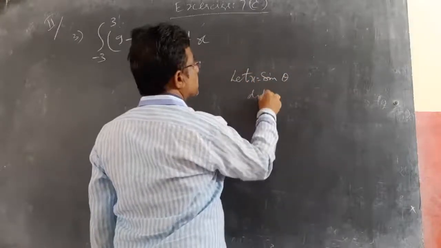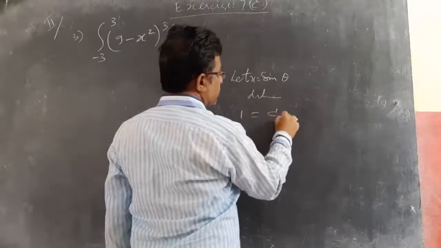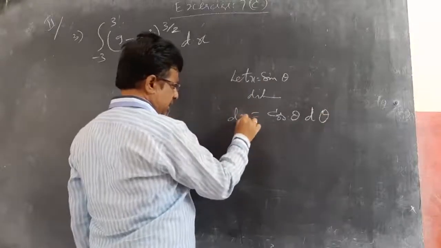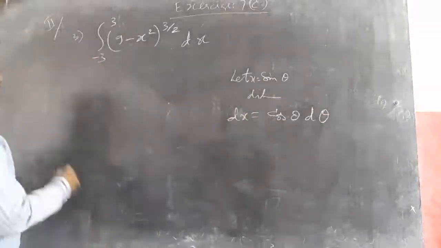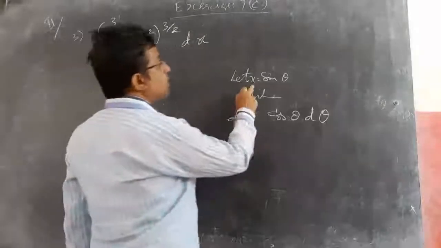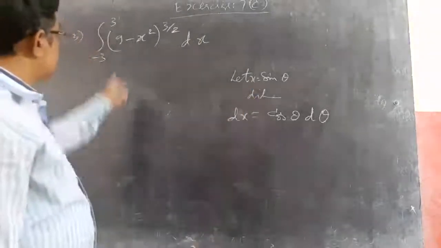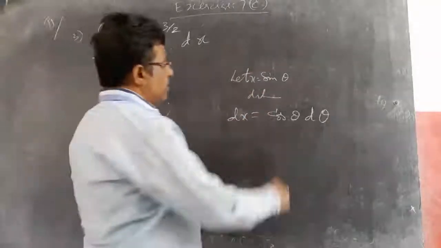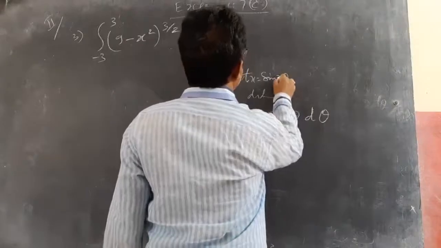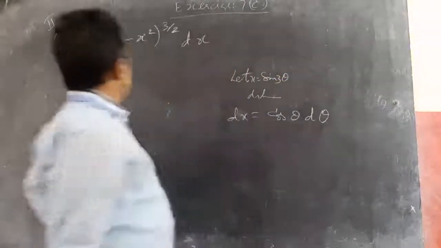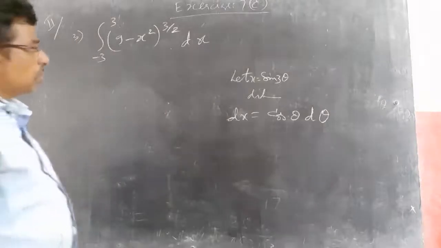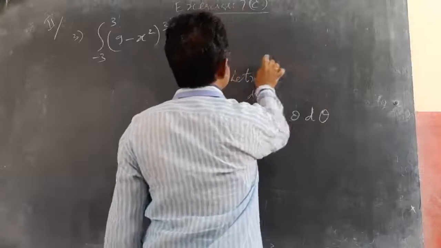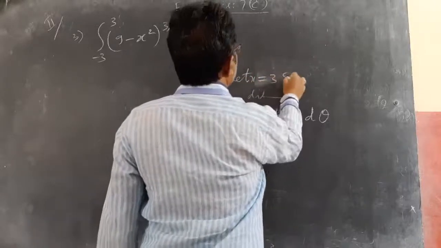Let x equal to sin theta. Differentiating with respect to x, derivative of x is 1. Sin theta derivative is cos theta into inner derivative d theta by dx. The dx to this side, so dx equal to cos theta d theta. Now limits. If I substitute 3, sorry, this is 9 minus 3. Sin cannot be more than 1, so I will take here 3 sin theta. Let x equal to 3 sin theta, then it will be balanced.